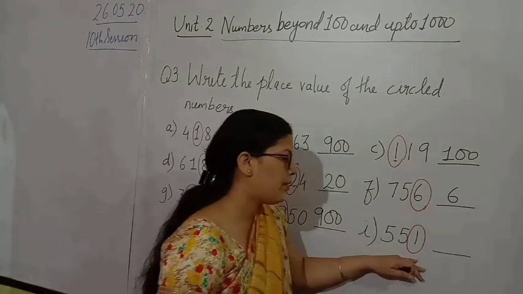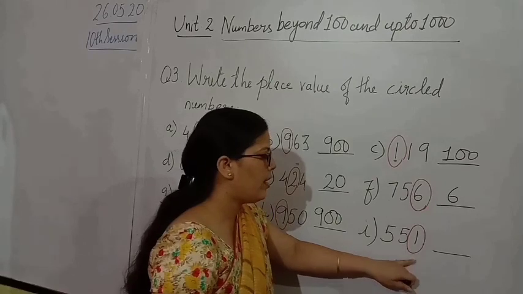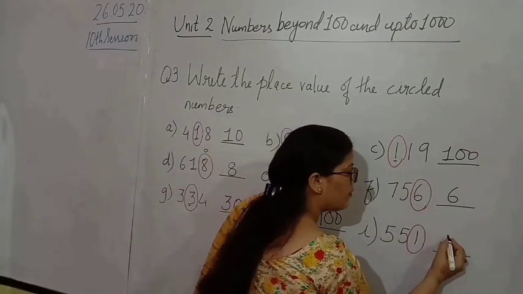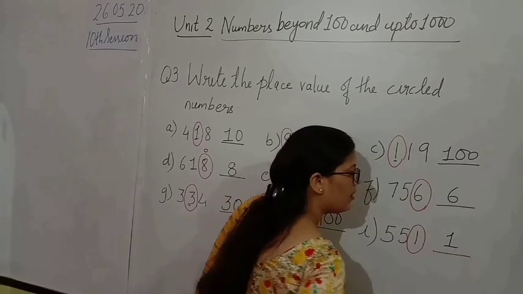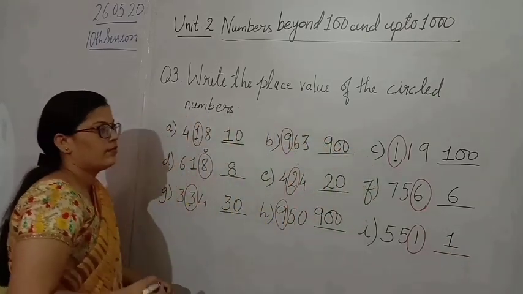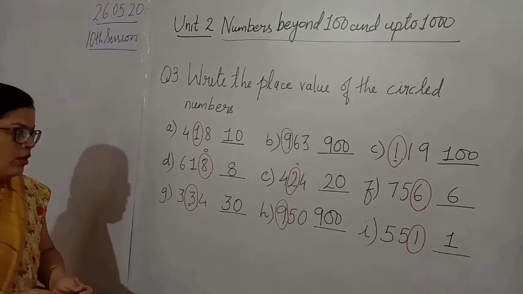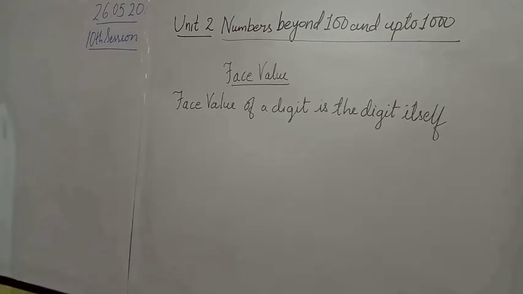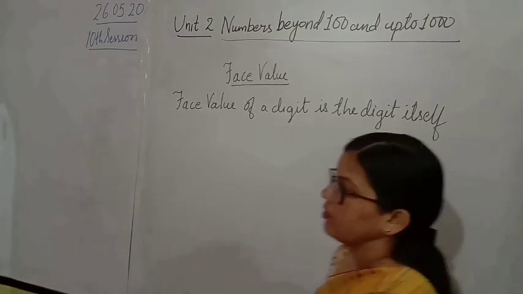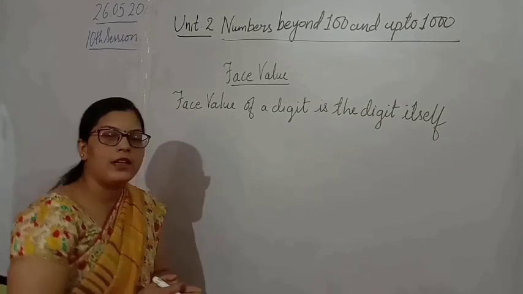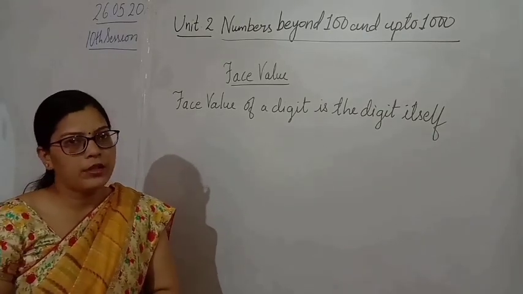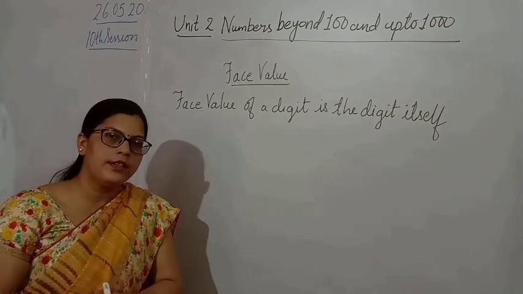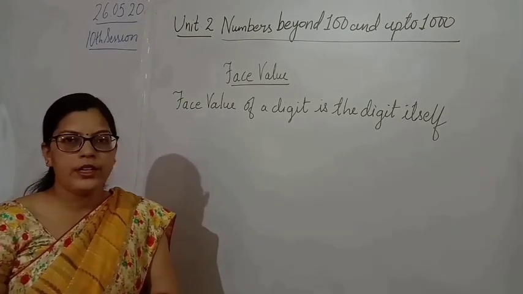Okay. Last number is 551. Place of 1 is ones. Ones, 1, 1. So its place value will be 1. So write down all these place values in your book. Now I hope place value is clear to you all. How to find out the place value. And what is place value? Place value is the value of the digit in a number according to the place.